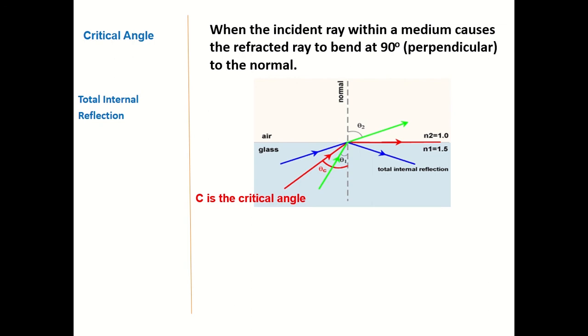So right there, the red part was what we called that angle. Let's suppose that was like 57 degrees. That would have been the critical angle for that material.